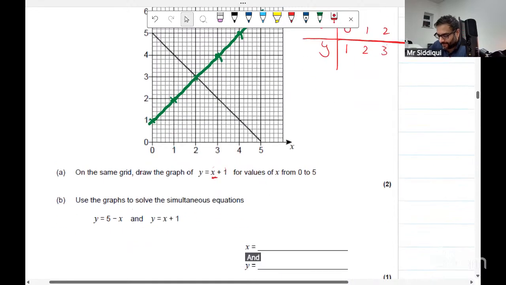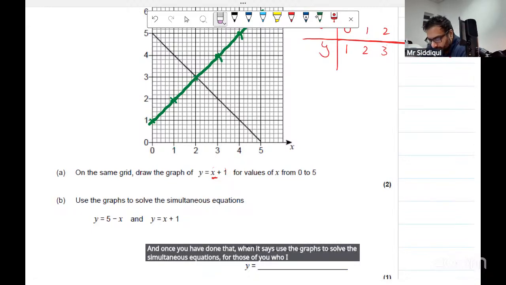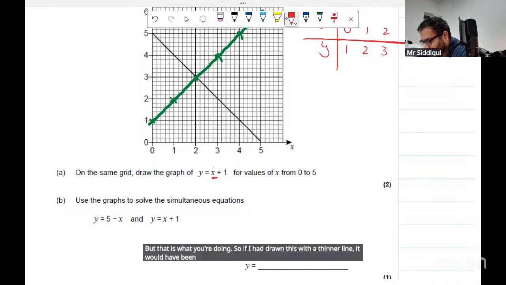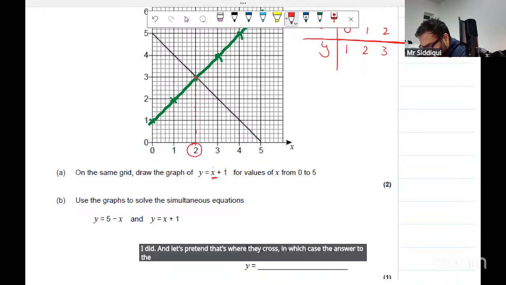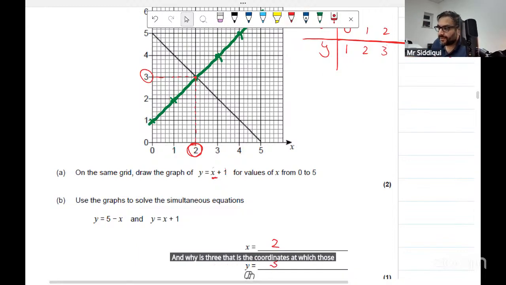And once you have done that, when it says use the graphs to solve the simultaneous equations, for those of you who I taught over the weekend, I will have mentioned that what you're doing when you're doing simultaneous equations is you're actually finding where two lines cross each other. You don't realize it when you're doing it because you don't see a graph, but that is what you're doing. So if I had drawn this with a thinner line, it would have been easier. But let's pretend that's where they cross, in which case the answer to the question would be 2, 3. X is 2 and Y is 3. That is the coordinates at which those two lines cross each other.